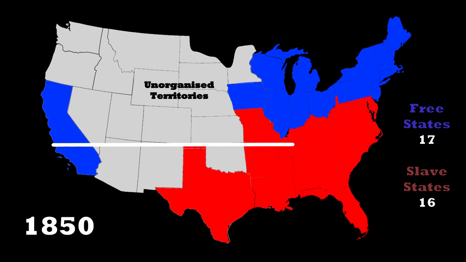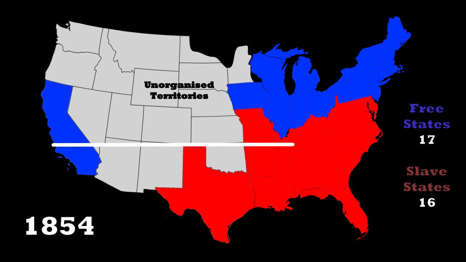Tensions were rising in 1854. Kansas and Nebraska were the next states up for grabs. Things quickly spiraled out of control with the Kansas-Nebraska Act. Disputes escalated for and against either position. The residents of the territory would vote for a free or slave state themselves, calling it popular sovereignty. Kansas was north of the Missouri Compromise line.